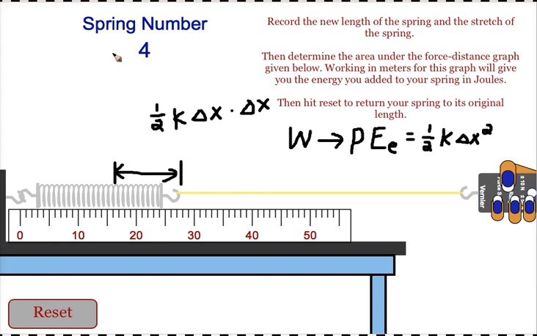So to summarize, all energy comes from work. Work is the energy that we either add or remove from an object. We add or remove energy using forces, and work is the product of the force times the distance. The force must be in the direction of motion.